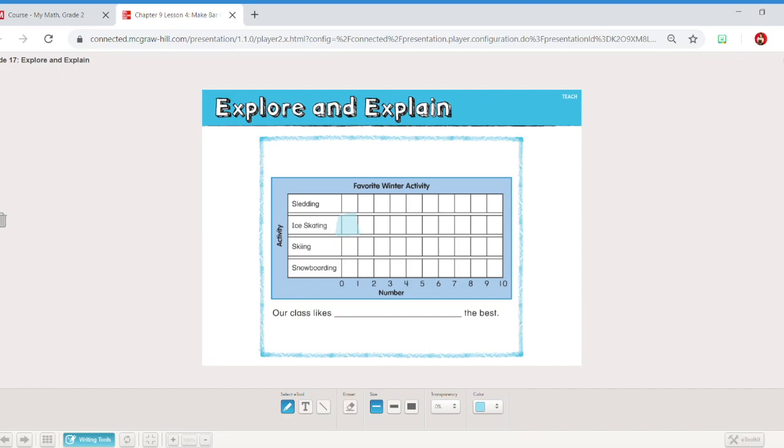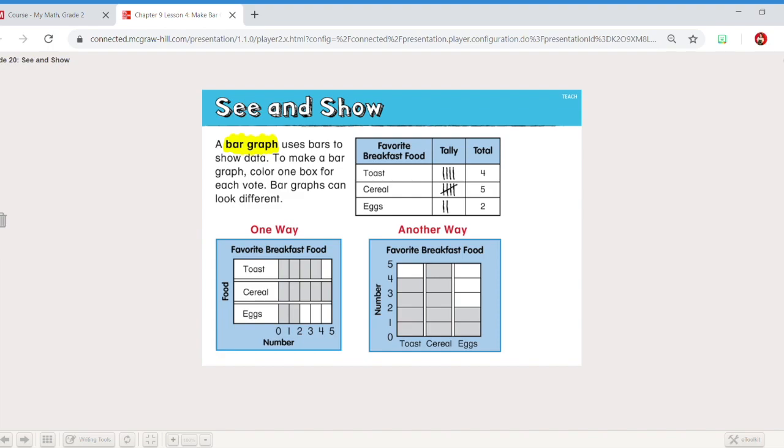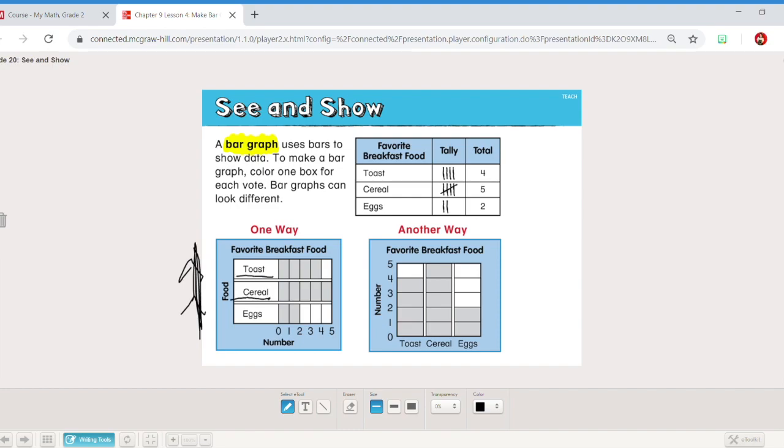So instead of a picture graph, instead of drawing little pictures, you just color in a square for as many votes that you got. A bar graph uses bars to show data. To make a bar graph, color one box for each vote. Bar graphs can look different. As we were talking about earlier with vertical and horizontal, one way is a vertical bar graph, which means the information is stacked up on top, making a tall column, and a horizontal bar graph, which has the information on the bottom one after another, all sitting on the horizon there.